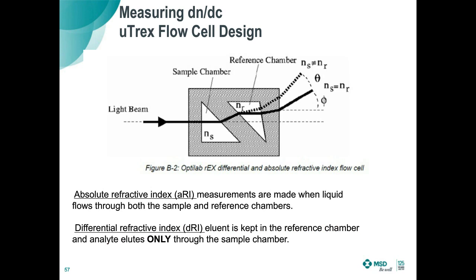So the UT-REX flow cell design allows for absolute refractive index measurements and differential refractive index measurements. The absolute refractive index measurements are made when the mobile phase and analyte travel through both the sample chamber and the reference chamber, and the refractive index can be measured. The differential refractive index can be measured when mobile phase is in the reference chamber and analyte and mobile phase pass through the sample chamber.